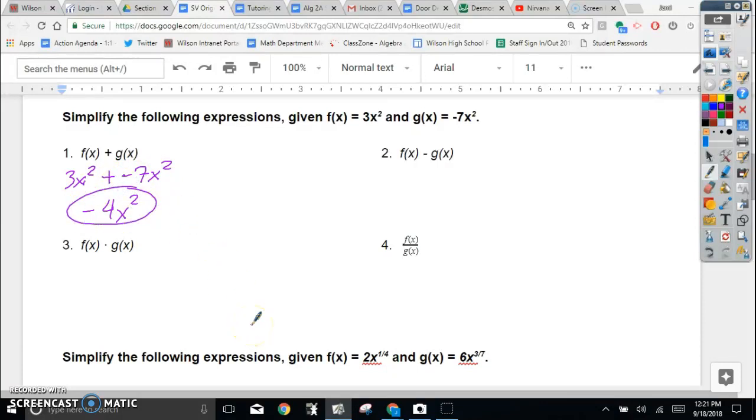My like terms. All right, subtraction. So now I'm going to do 3x squared minus a negative 7x squared, which then would be a plus, right? Because two negatives make a plus. This is actually 10x squared.